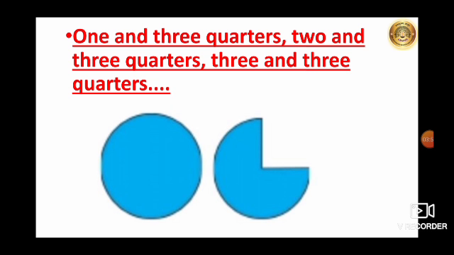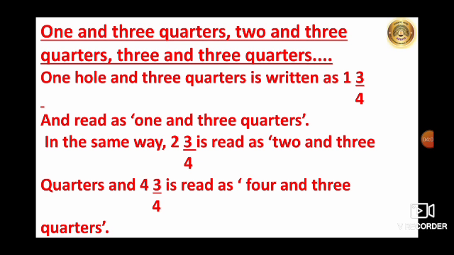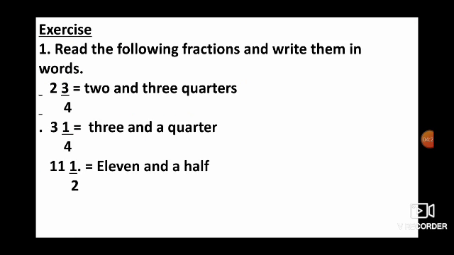Now we will see 1 and 3/4, 2 and 3/4, 3 and 3/4. First we have seen 1 whole and 1/4. Then we have seen 1 whole and half. Now we will see 1 whole and 3/4. So 1 whole and 3/4 is written as 1 and 3 upon 4 and read as 1 and 3/4. In the same way, 2 and 3 upon 4 is read as 2 and 3/4 and 4 and 3 upon 4 is read as 4 and 3/4.